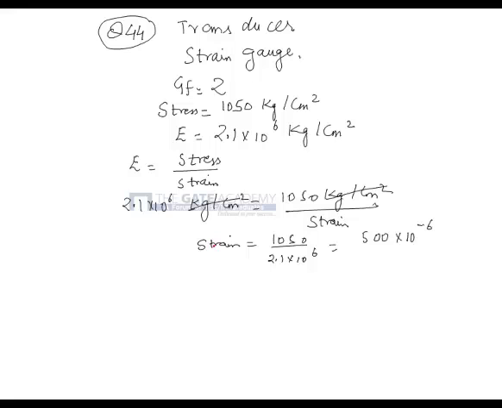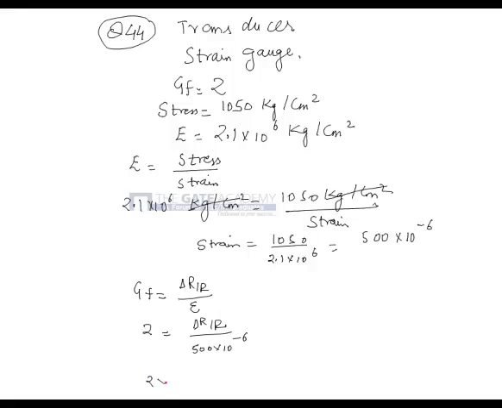Remember that strain is a unitless quantity, so the strain value will be 500 into 10 to the power minus 6. Now the final aim of the question is to calculate the change in resistance. So we know the formula for gauge factor. It is the ratio of change in the resistance to the strain, which we have just calculated here. After putting the values, the gauge factor value is given as 2, delta R by R, then we have the value of strain as 500 into 10 raised to the power minus 6.